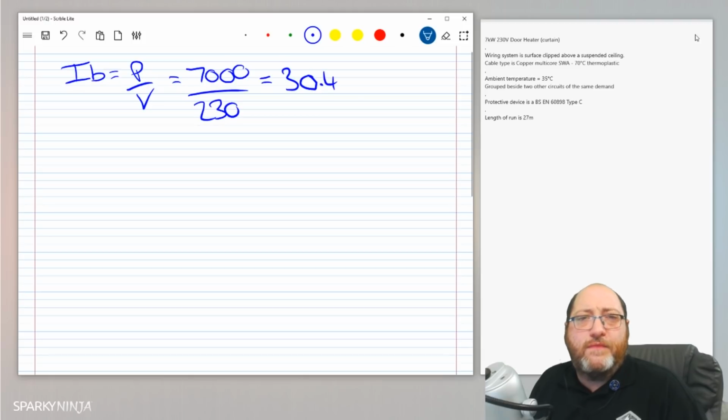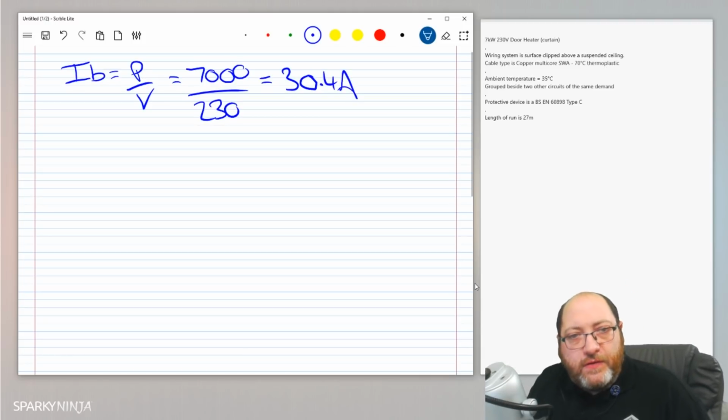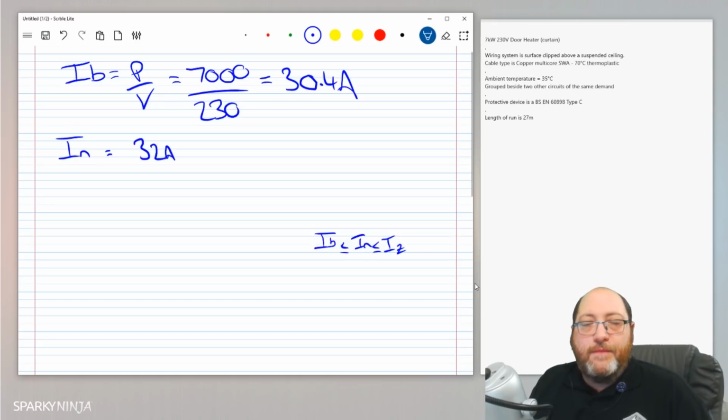0.43, something like that, right. And if you remember the coordination that we saw a minute ago, IB must be less than or equal to IN, which must be less than or equal to IZ. We know that the IN, which is the protective device, must be greater than IB. So we're going to go in this scenario with a 32 amp Type C. Fine.